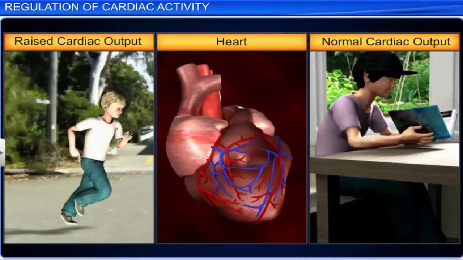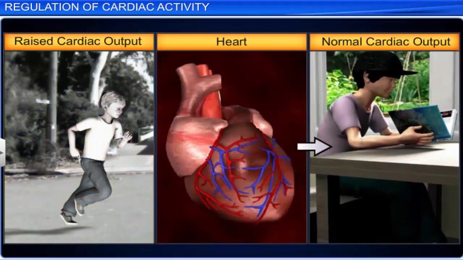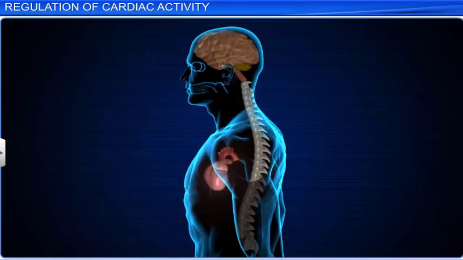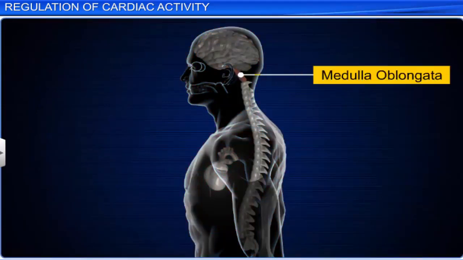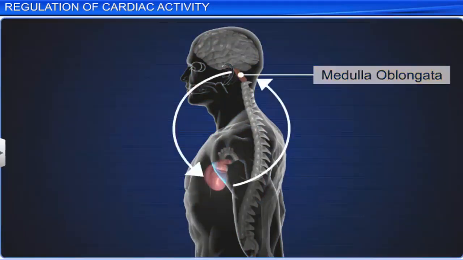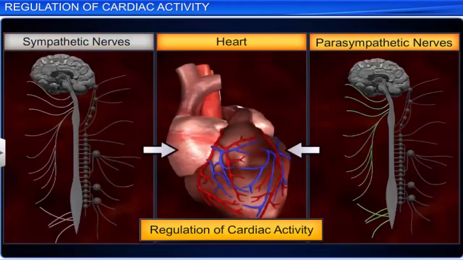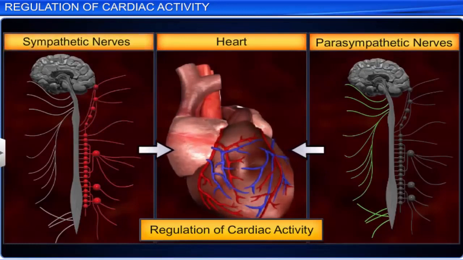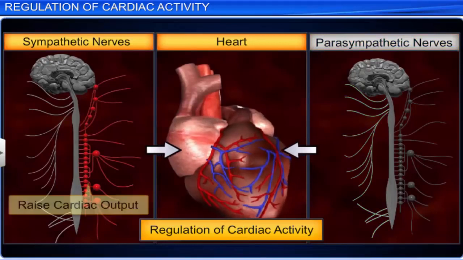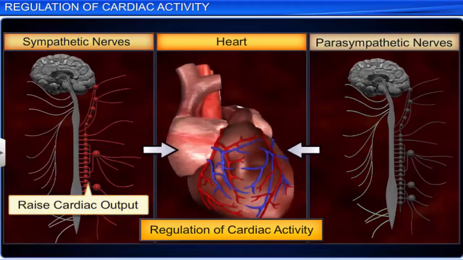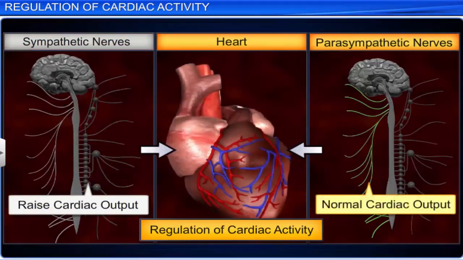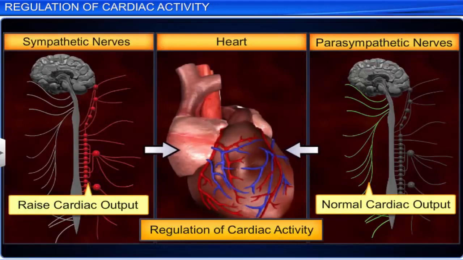Our body has the ability to increase or decrease cardiac output when required. This is because nodal tissues, which induce cardiac activity, are controlled by the medulla oblongata of the brain through sympathetic and parasympathetic nerves of the autonomic nervous system, or the ANS. While sympathetic nerves increase cardiac output, parasympathetic nerves act antagonistically to decrease cardiac output and bring it back to normal.